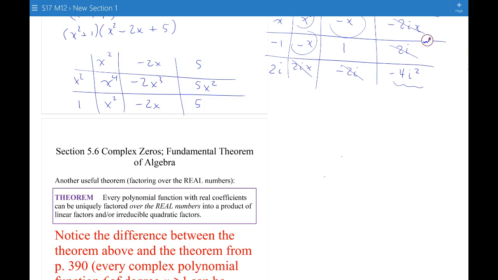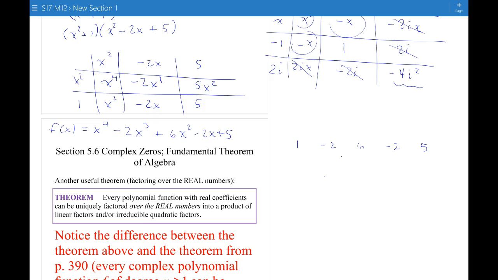Okay, so we multiplied those two polynomials together, and it looks like our final polynomial is x to the fourth minus 2x cubed plus 6x squared minus 2x plus 5. So this is the polynomial with the zeros specified. Now I want to just show you that you can use synthetic division with complex numbers also.